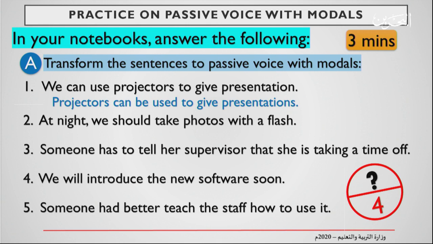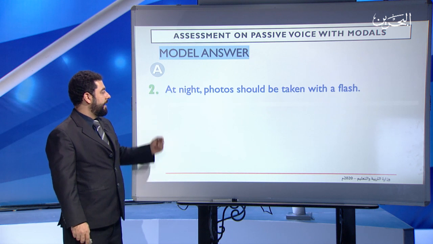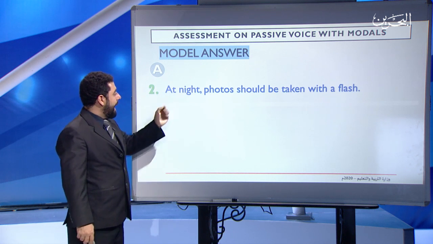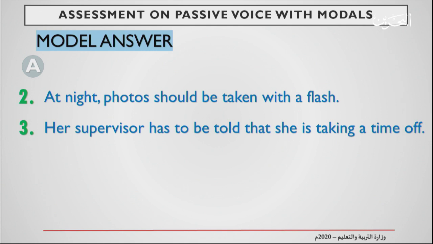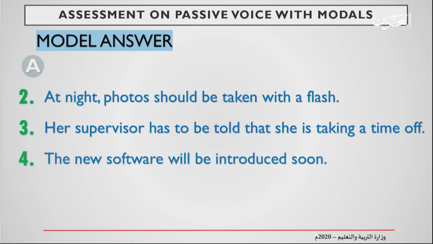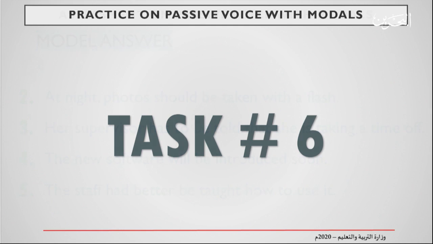All right, now let's go over the model answers. For the second example, at night, photos should be taken with a flash. 3, her supervisor has to be told that she is taking a time off. 4, the new software will be introduced soon. 5, the staff had better be taught how to use it. Now mark yourself and let's carry on.